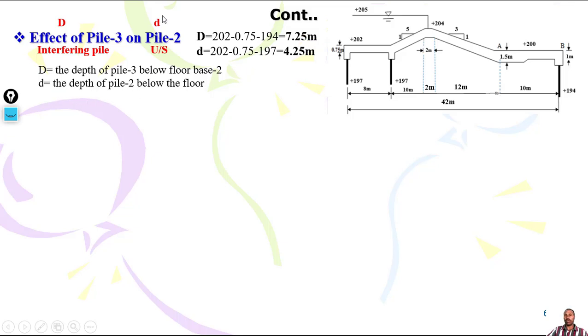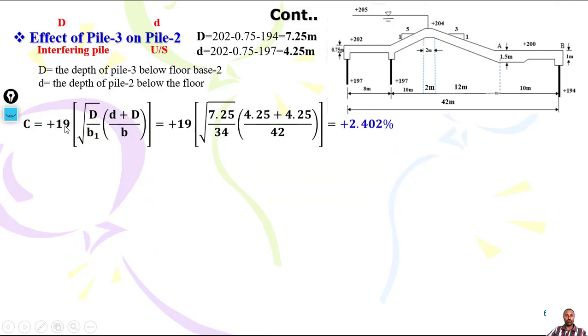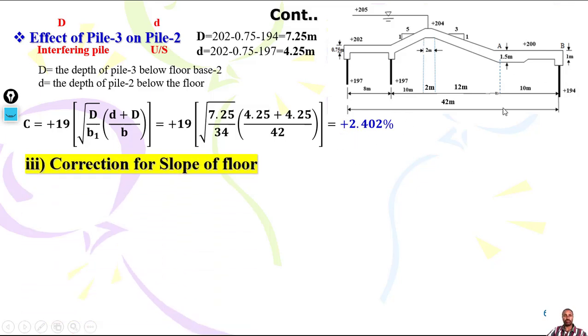And this automatically is the depth of pile 2, which is this one, the depth of pile to be influenced. So the depth of pile 2 below its floor is just 202 minus this one, minus this, then you get this one. Then you go to the correction now. So you are just calculating the correction, which is positive because from 3 to the bottom. So you have 2.402. This is the pressure.